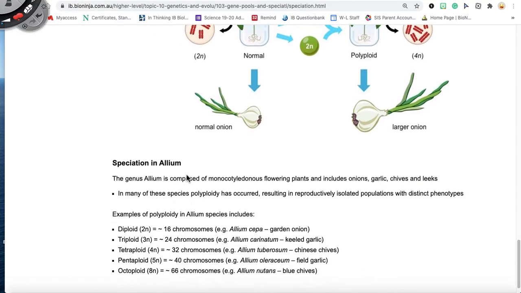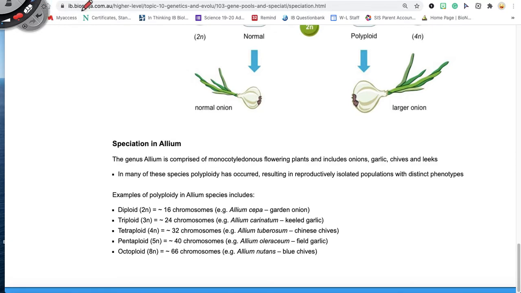So here you see speciation in Allium. And just like I said before, the genus Allium is comprised of monocots, and they include onions, garlic, chives, and leeks. You see different forms of polyploidy here. Here you see diploid, tetraploid, and octoploid, and these are all forms of fertile Allium species. Then we see the triploid and the pentaploid, and these are infertile forms of Allium species. So here they're all different examples of polyploidy.